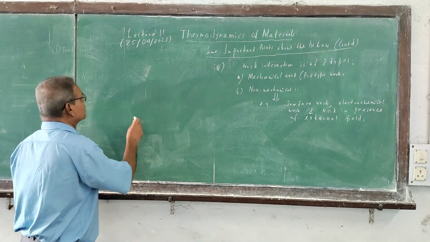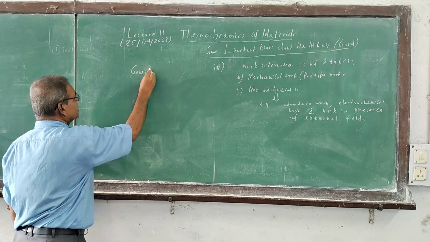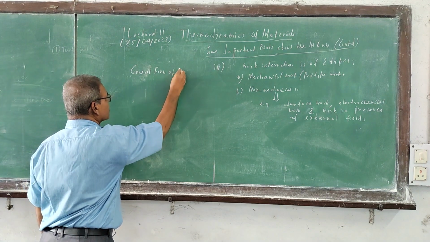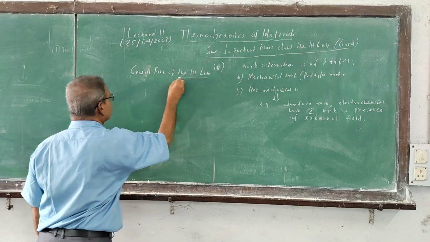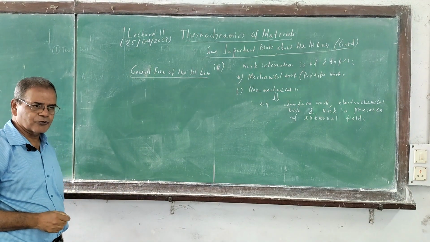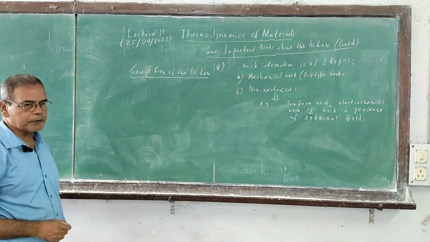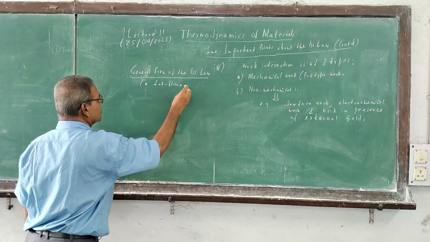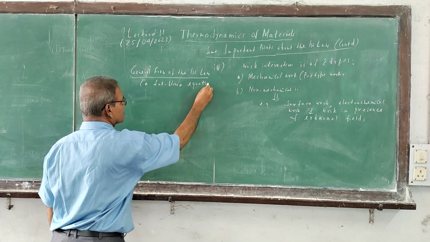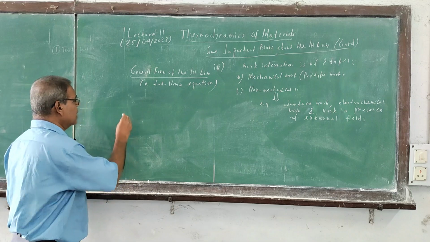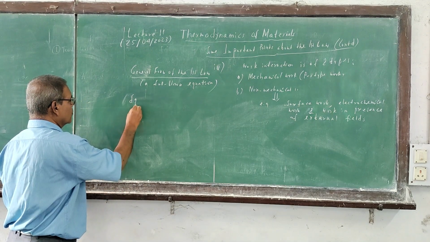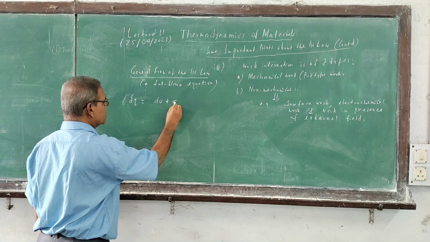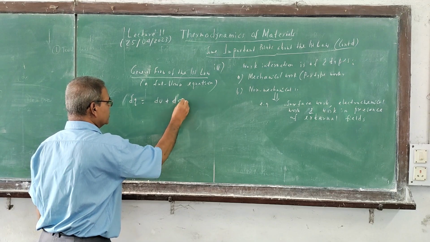Now, the general form. I start this way. These are important points I have noted, the general form of the first law. This is normally not considered in books, but I will show you a full-blown expression, a full general form, a full-blown equation. I am writing this way: dq is du plus d phi.